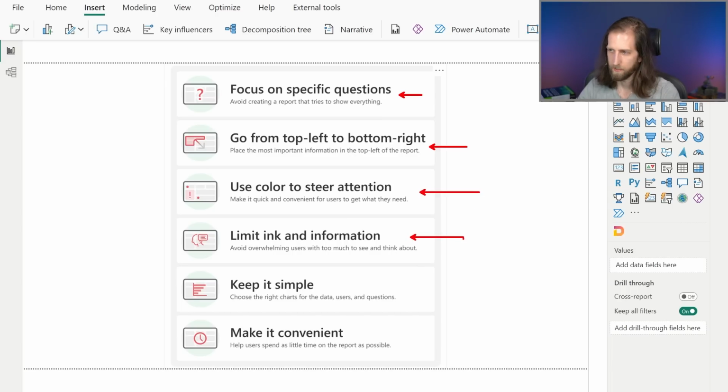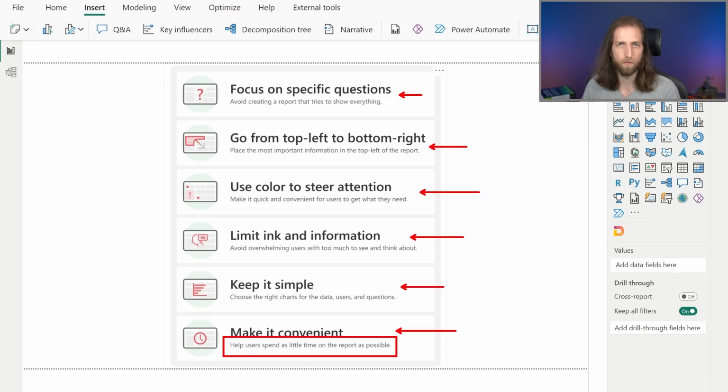But we want to limit the amount of ink and information that we're showing at once. That includes color, but also other formatting choices and the kinds of information that we're displaying. We also want to keep it simple. Choose the right charts for the data, users, and questions, but also keep our formatting simple and not overcomplicate it if we don't need to. And of course, the last thing, make it convenient. Help users spend as little time on the report as possible so they can focus on their actual tasks instead of wasting time digging through the reports that we make.